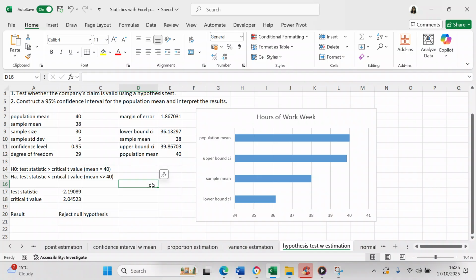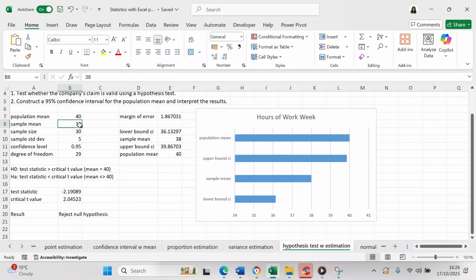So that means you're going to reject the null hypothesis in favor of the alternate hypothesis, whereas the test statistic is less than the critical t-value. So you can see your test statistic is negative 2.19 and your critical t-value is 2.04.